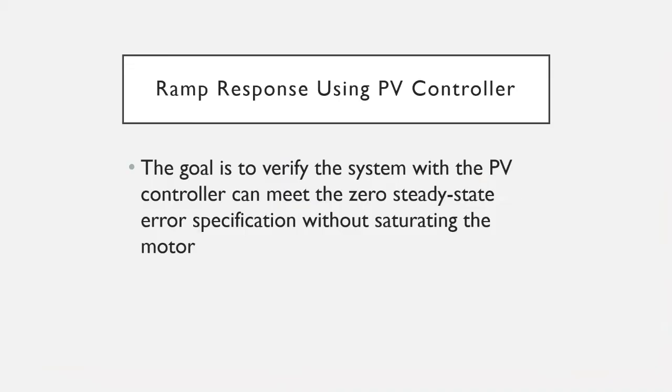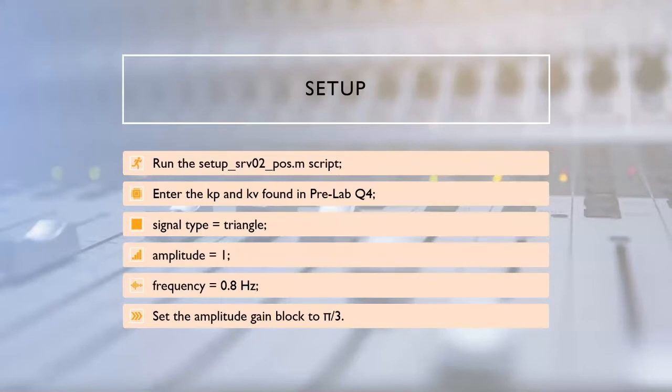The next sub-experiment is the ramp response using PV controller. We want to verify the system with the PV controller can meet the zero steady-state error specification without saturating the motor. We use a similar setup as before.